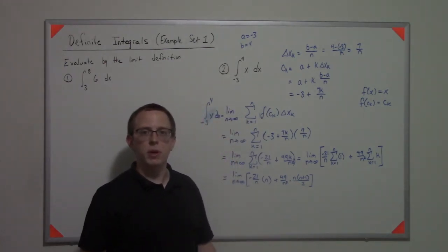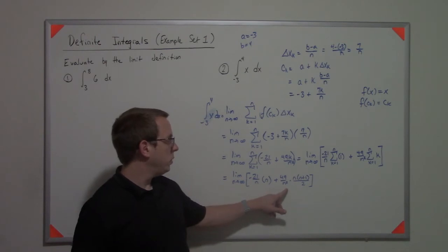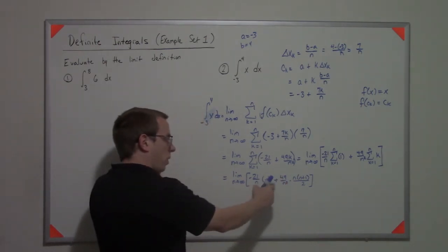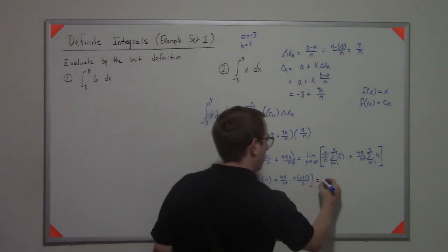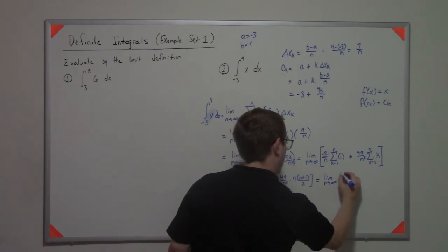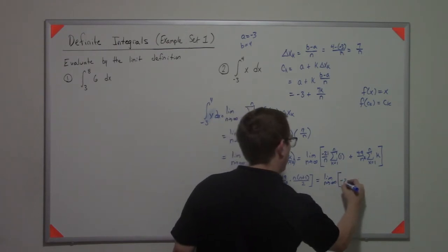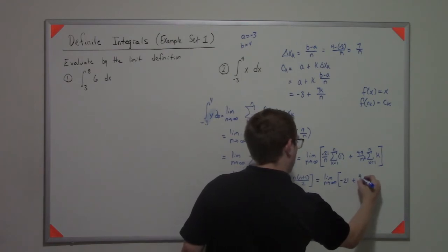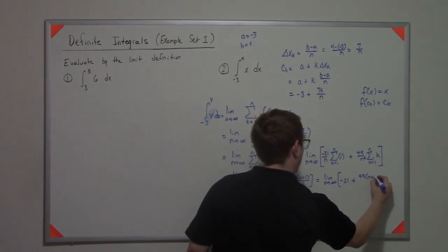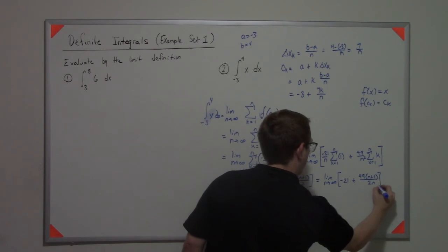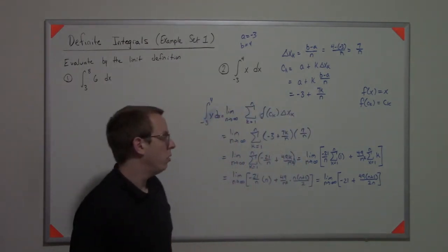Because otherwise that would have been problematic. You would have had something not go through. So these become n squareds. So we'll have these n's cancel. You have negative 21 plus 49 times n plus 1 over 2n.